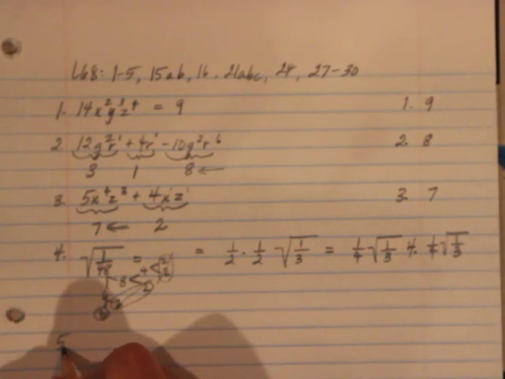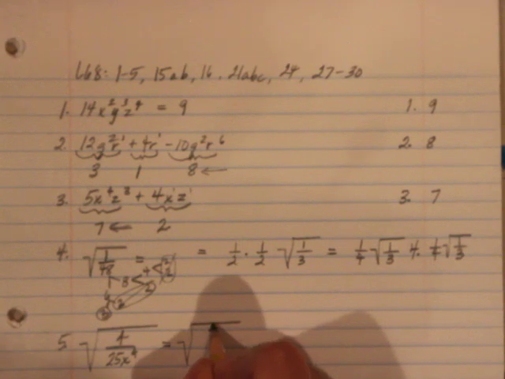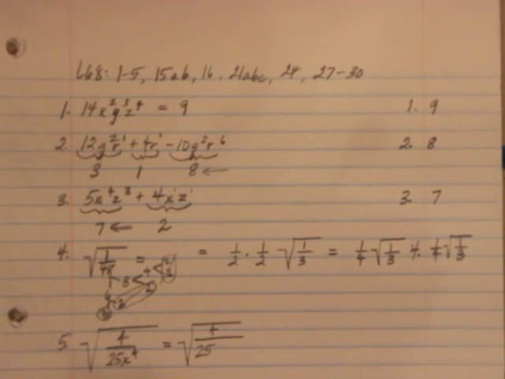Okay, number 5, similar. The square root of 4 over 25x to the 4th. Ooh, I like this one. I like this one a lot. It might be helpful for me to see it this way. I know what the square root of 4 is, and I know what the square root of 25 is. I have those memorized. So I'm not going to worry about factoring those. I know the square root of 4 is 2 and the square root of 25 is 5.